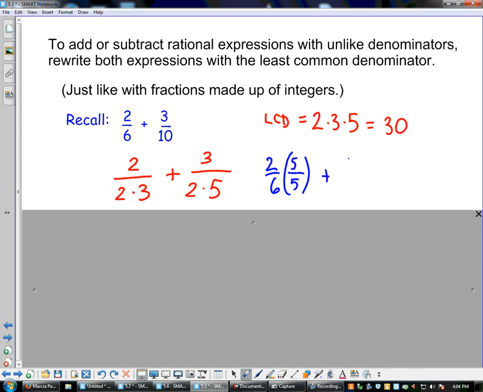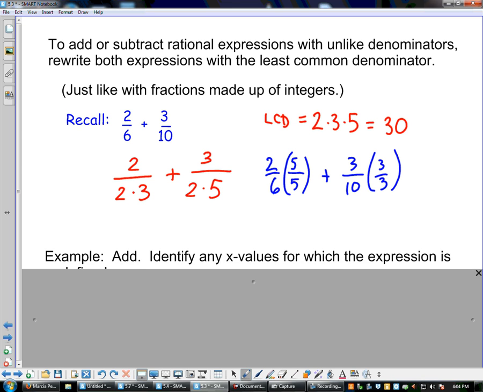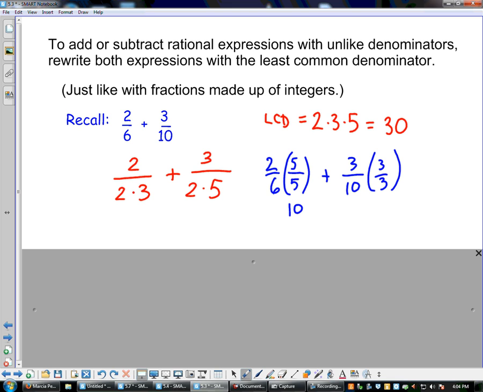And then I'll multiply my next one, 3/10, by what it was missing. It was missing a 3, so I'll multiply it by 3 over 3. So I will multiply the tops together to get 10 over 30, plus, again, multiplying the tops and bottoms, 9 over 30. Now that my bottoms match, I can add across the top and have a 30 on the bottom for my denominator, so it'll be 19 over 30.